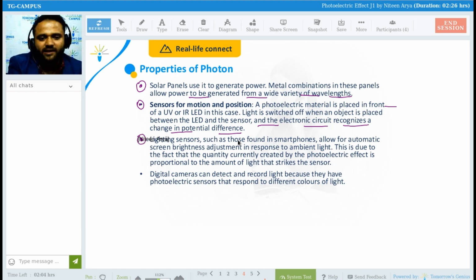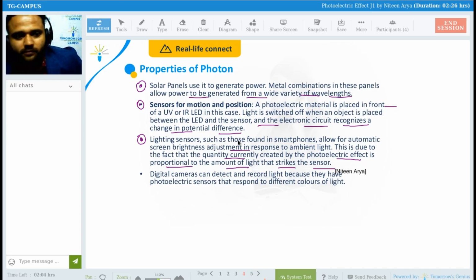Then light sensors, such as those found in smartphones, allow for automatic screen brightness adjustment in response to ambient light. This is due to the fact that the current created by the photoelectric effect is proportional to the amount of light that strikes the sensors. It means the function in our phone or smartwatch changes according to the ambient light. So this is a kind of photoelectric material. The amount of light changes, and accordingly the stored energy glows to give you the right screen brightness.